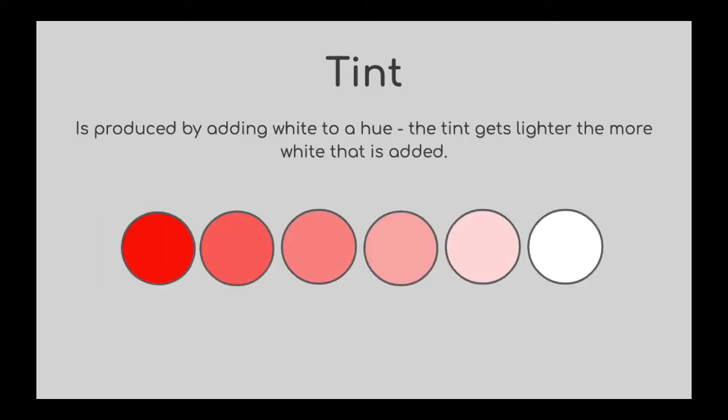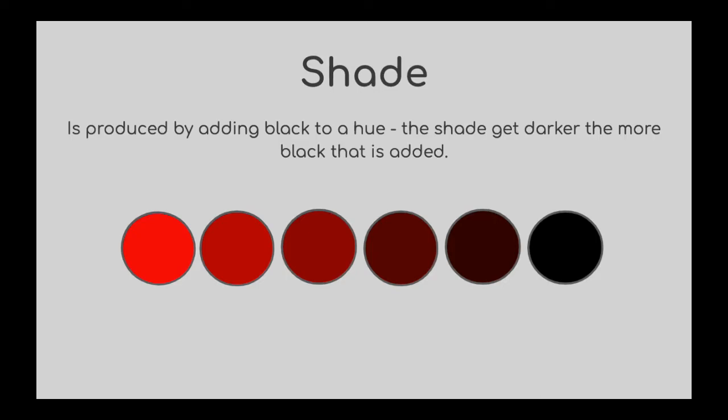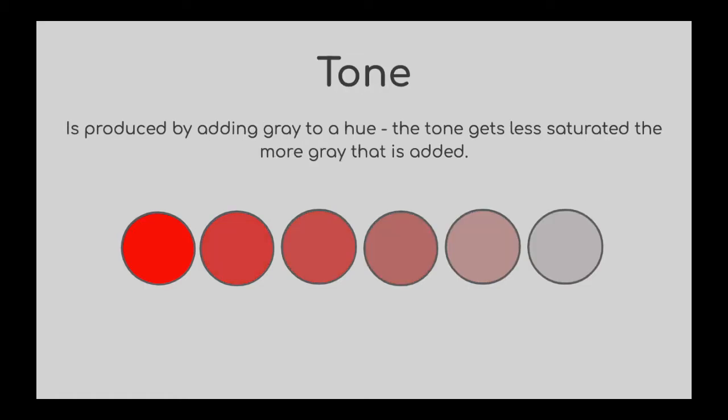First is tint. A tint is produced by adding white to the hue. The tint makes the hue lighter and can range from very close to the original hue to almost white. Second is shade. The shade is produced by adding black to the hue. Just like with the tint, your shade can range from very close to the hue to almost completely black. The last is tone. A tone is produced by adding gray, or any combination of black and white together, to the hue. By adding gray to your hue, you desaturate or lessen the intensity of the hue.